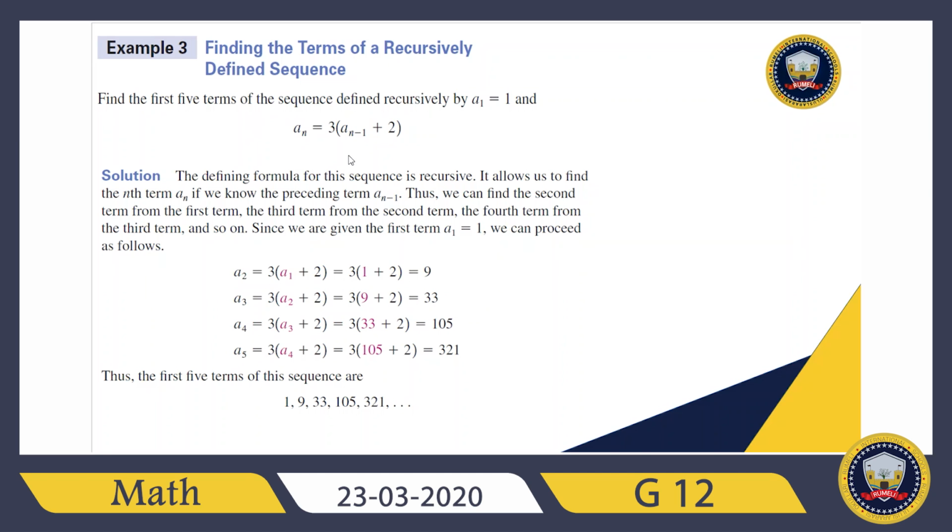a_n depends on the previous terms instead of depending only on n. So to find a_n, basically we have to find the previous terms to be able to find a_n. That's why in this case a_1, which is the first term, is given.